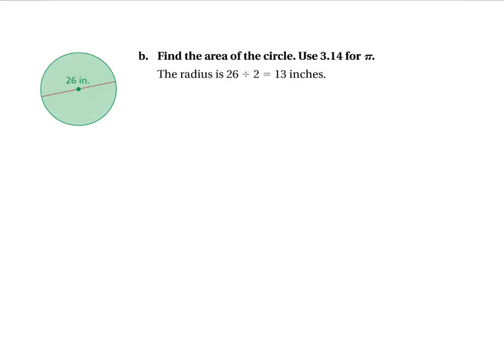One more example problem for you here. It says find the area of a circle. This time they want you to use 3.14 for pi. Notice the diameter is given. It's already laid out for you. Anytime that situation happens with an area, you have to put it into radius. So divide by 2 would be 13 inches.